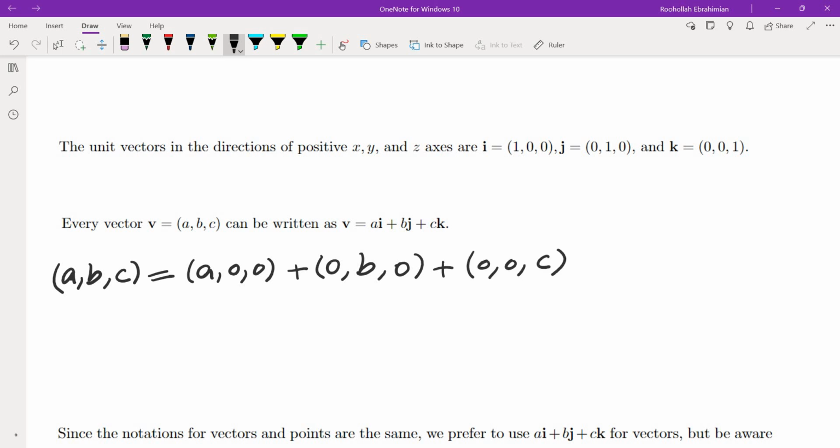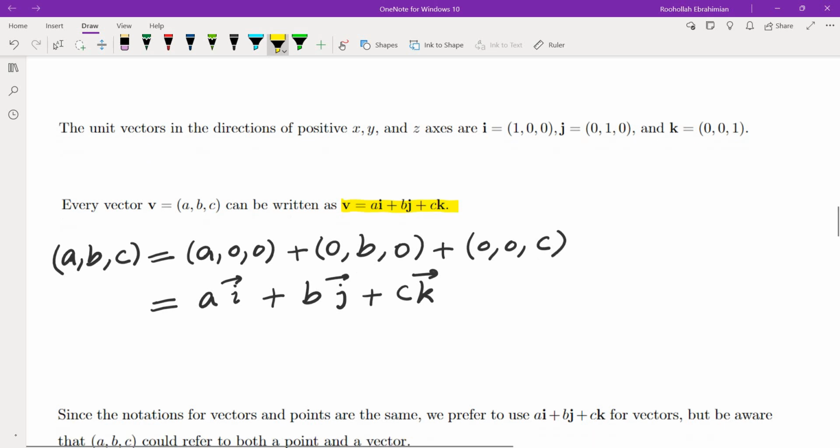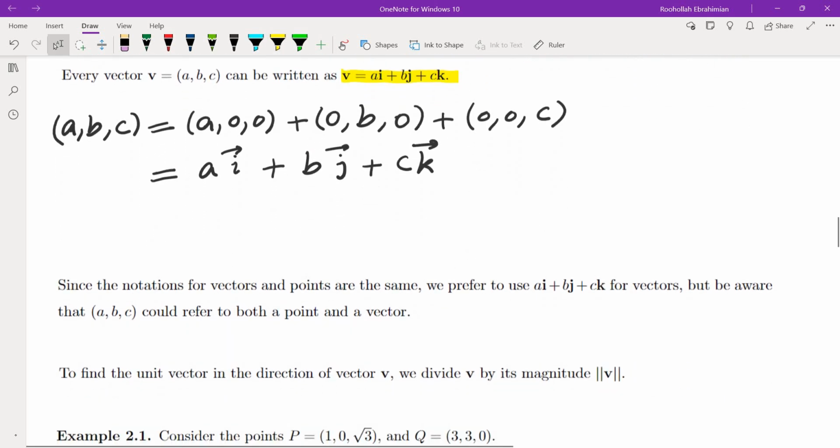Basically breaking it up into three different vectors. Now the first one is going to be a times i, the second one is b times j, and the third one is c times k. So every vector can be written in the form of ai plus bj plus ck. a, b, and c are the three components of that vector.